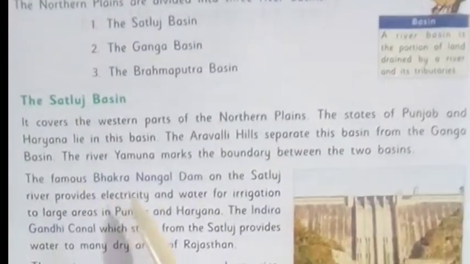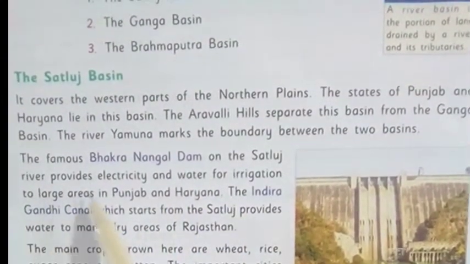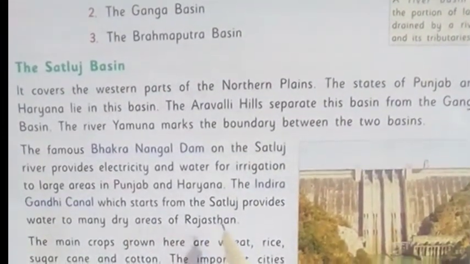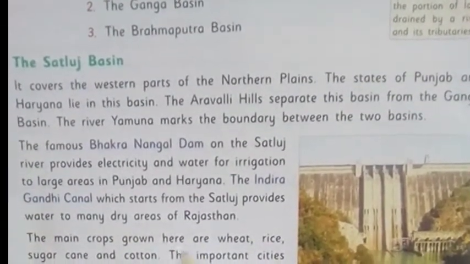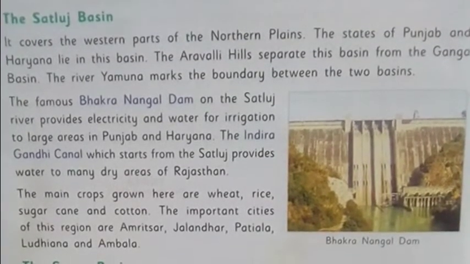The famous Bhakra Dam on the Satluj River provides electricity and water for irrigation to large areas in Punjab and Haryana. The Indira Gandhi Canal, which starts from the Satluj, provides water to many dry areas of Rajasthan. The Bhakra Dam provides electricity and water for irrigation to a large number of people of Punjab and Haryana. Now I'll show you the Bhakra Dam. This is the picture of the Bhakra Dam.